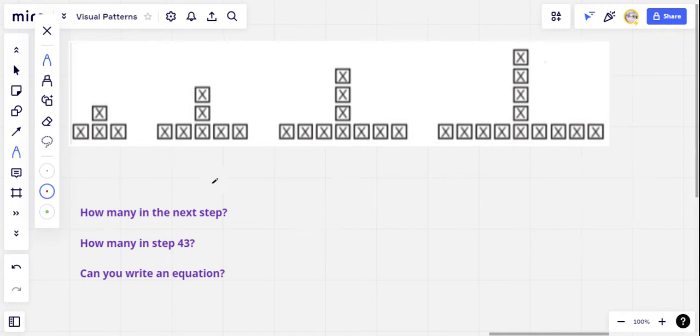Hello, hello. We have another visual pattern challenge for you. So we've got a visual pattern. Here's step one in the pattern. Here's step two, step three, and step four.